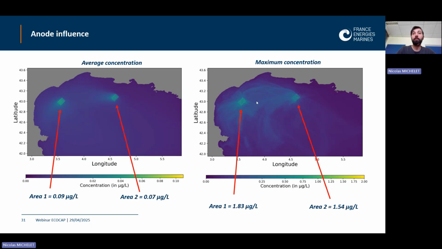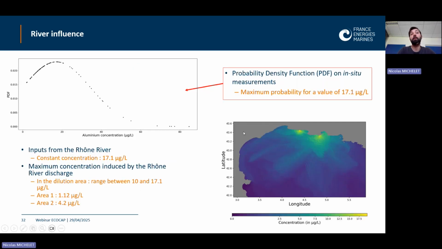So this picture represents the influence of the wind farms, but we know that in the environment they are not the only source of aluminium, and especially we have the rivers, which bring a lot of aluminium, because as you know, aluminium is the third most abundant element in the Earth's crust. So naturally, the rivers will carry a lot of dissolved aluminium in their plume.